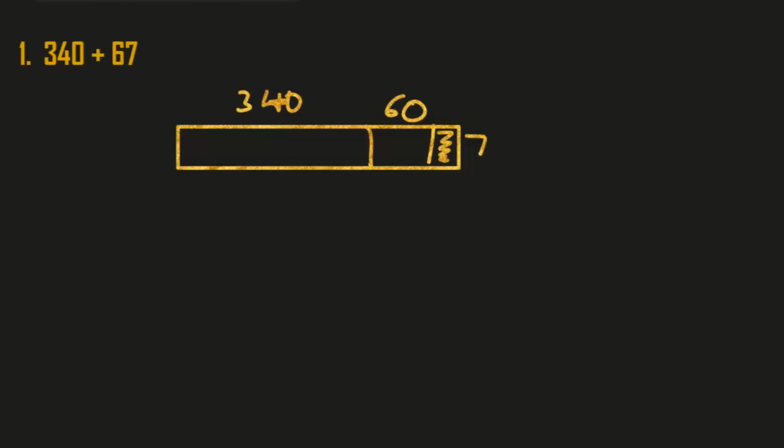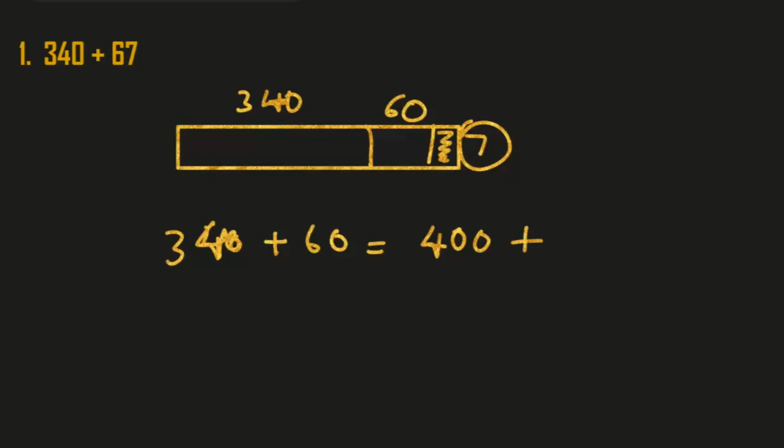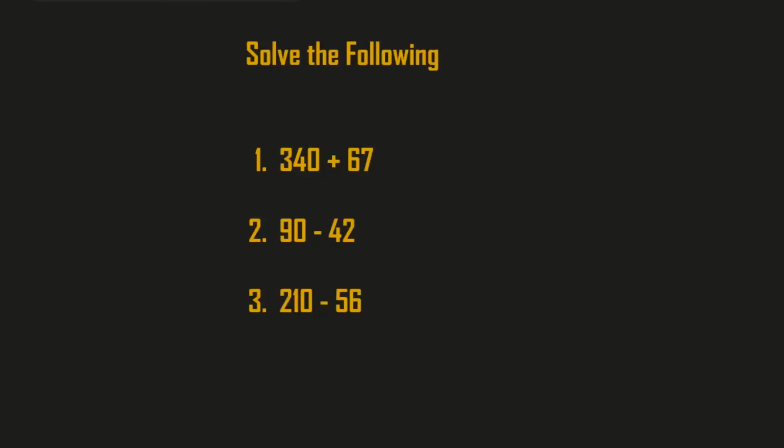So first let's add 340 plus 60. So there our answer is 400. Now we need to add the 7 because we still have 7 left there. So 400 plus 7 equals 407. So our answer here is 407. Let's go back here. Equals 407.